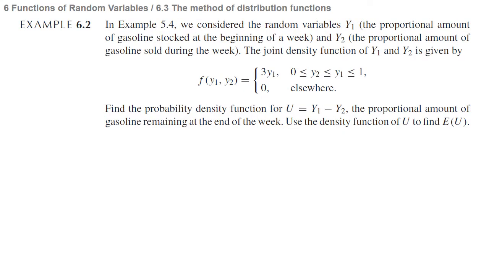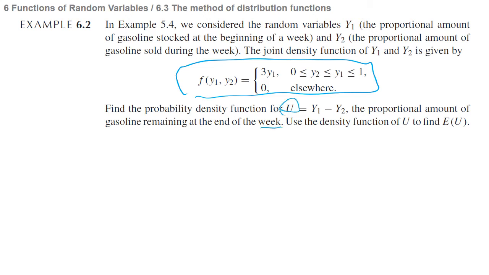Okay, let's move on to example 6.2. In example 5.4, we considered the random variables Y1 and Y2. Here Y1 is the proportional amount of gasoline stocked at the beginning of a week, and Y2 is the proportional amount of gasoline sold during the week. The joint density function of Y1 and Y2 is given by this formula. And find the probability density function for U, which is Y1 minus Y2, the proportional amount of gasoline remaining at the end of the week.